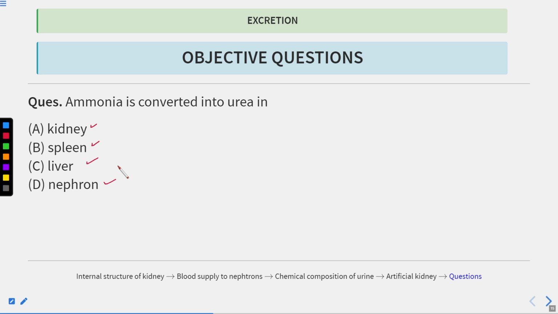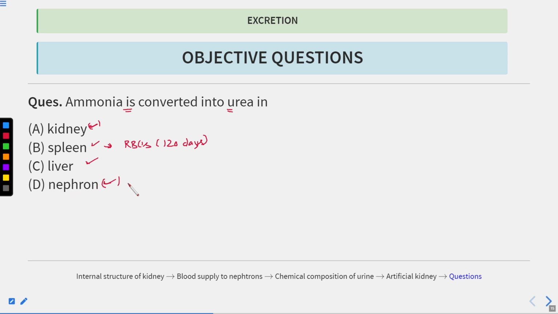Okay, so kidney, it is the main excretory organ present in the human. All right, but here ammonia is not converted into urea. Spleen, what happens? All the RBCs die here. RBCs have a lifespan of 120 days, and the RBCs go to the spleen and then they die. Next is liver. So in liver, this conversion can take place. And nephron, the function of the nephron we have already discussed. There is no conversion of ammonia into urea in the nephrons.